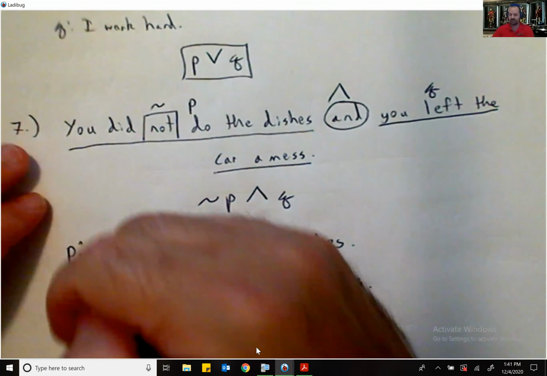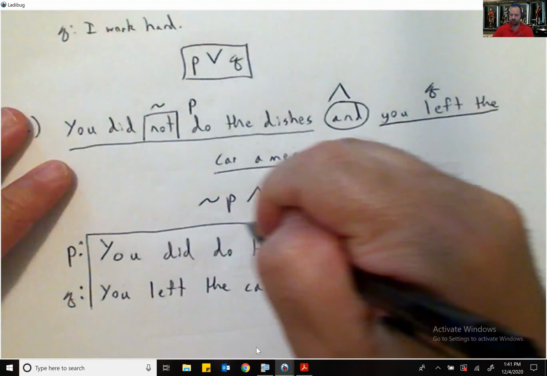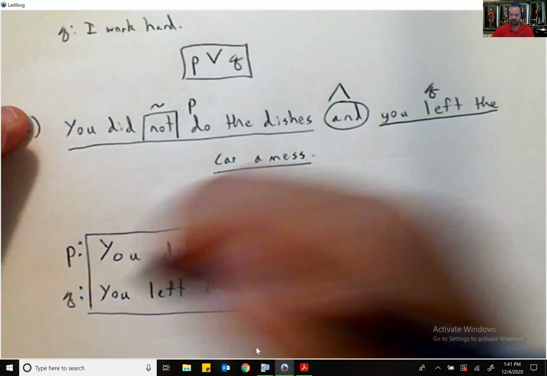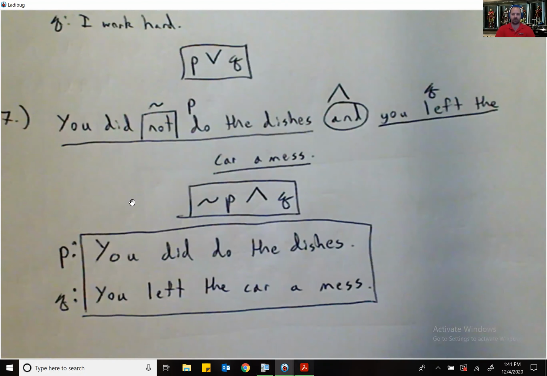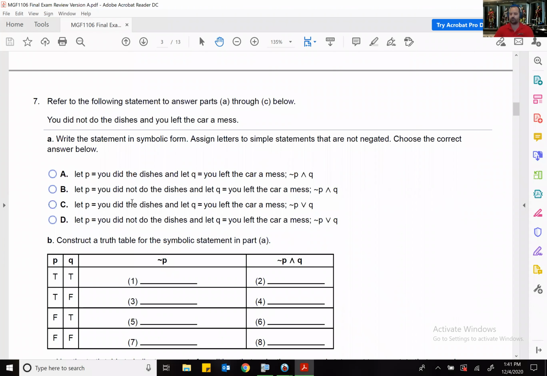So this is the information you need for the first answer. Those two pieces. I think this is a part A question. So part A, our answer would be: you did the dishes. That's fine. And you left the car a mess. Squiggle P, rooftop Q. Yep, it would be A, because everything else is not correct.